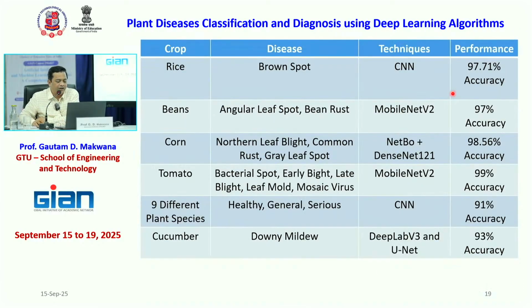And this is a case about plant disease classification and diagnosis using deep learning algorithms: rice, bean, corn, tomato, nine different plant diseases, and cucumber. So these are the different research goals for a particular disease, and the use of CNN and different kinds of algorithms. And this is just the order of the accuracy in the model.